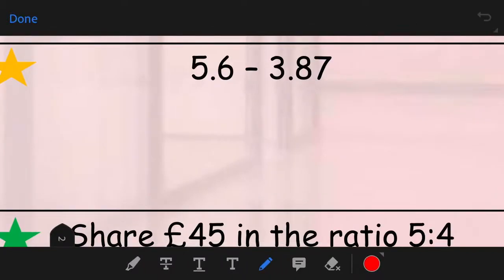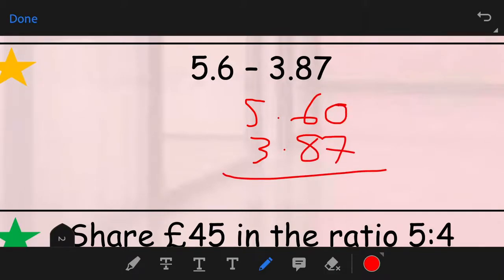5.6 take away 3.87. Remember, fill in any gaps you've got with zeros. 0 take away 7 I can't do, so I'm going to have to borrow. 10 take away 7 is 3. Borrow again. 15 take away 8 is 7. 4 take away 3 is 1. My answer is 1.73.